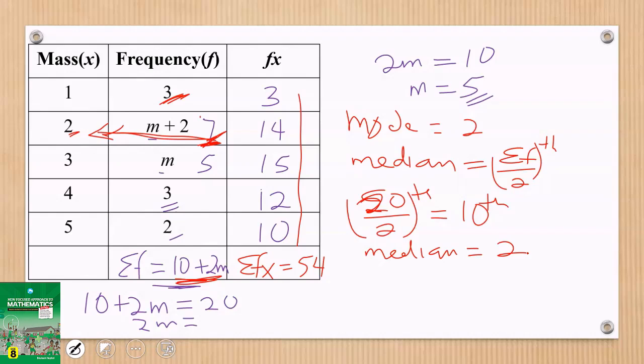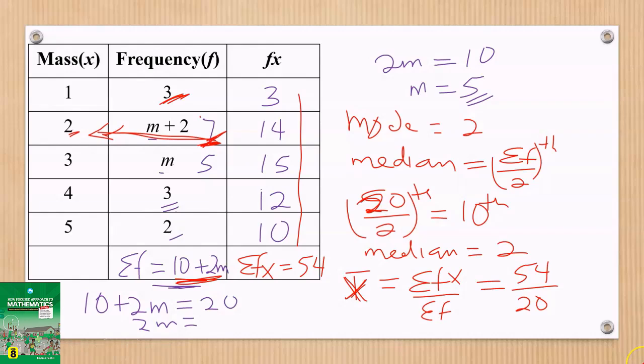Now for the mean, we know that mean is the sum of fx over the sum of f. Now our fx gave us 54 and then our f gave us 20. So we just divide. And 54 divided by 20 will give us 2.7. And you can see that also is not far from 2 for the mode and that of the median.